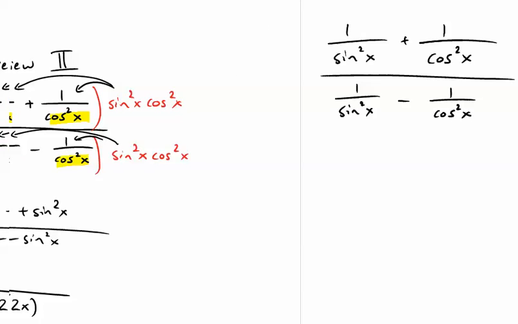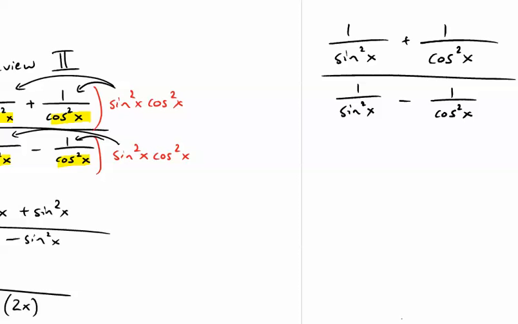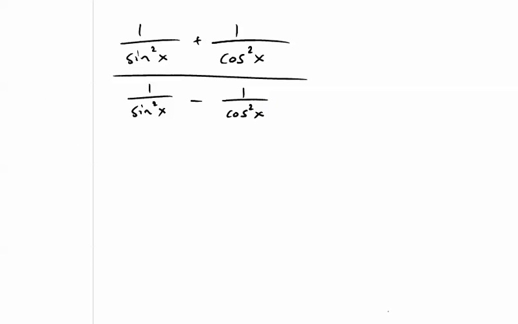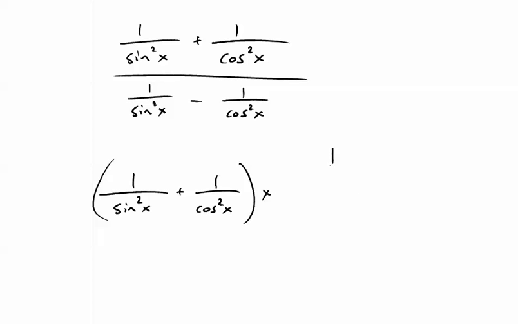So let's see, no mistakes, good. So if we wanted to multiply by the reciprocal, that means we would take the top, 1 over sine squared plus 1 over cos squared, and multiply by the reciprocal of the bottom, 1 over sine squared minus 1 over cos squared.